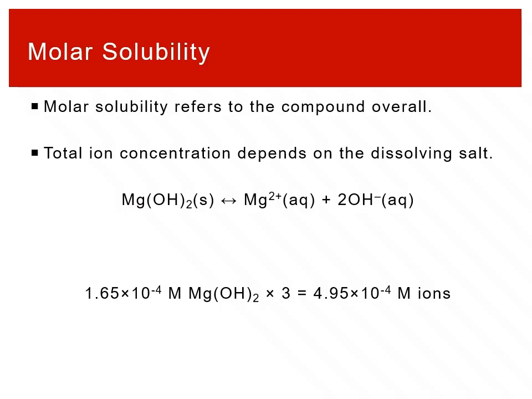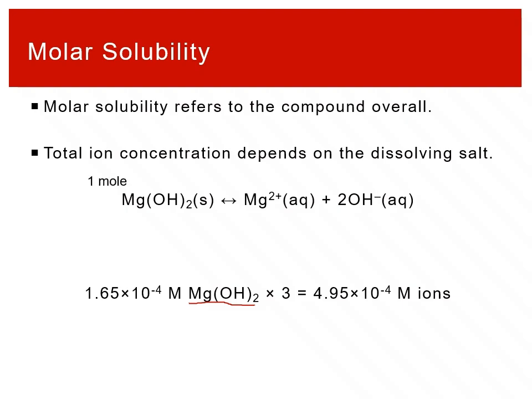So when we're talking about molar solubility, we always want to be mindful that we're talking about the overall compound. So when we're looking at something like magnesium hydroxide, when we say that the molar solubility is 1.65 times 10 to the negative 4th molar, that's a description of the number of moles of the compound magnesium hydroxide that we could get to dissolve in 1 liter of water.